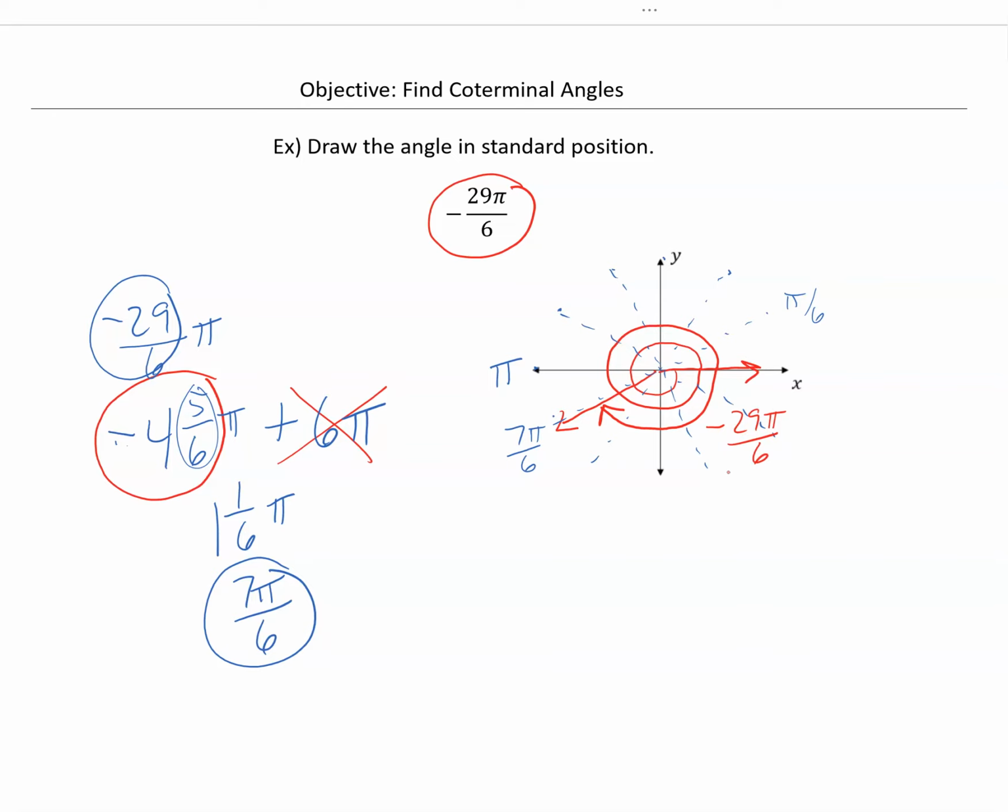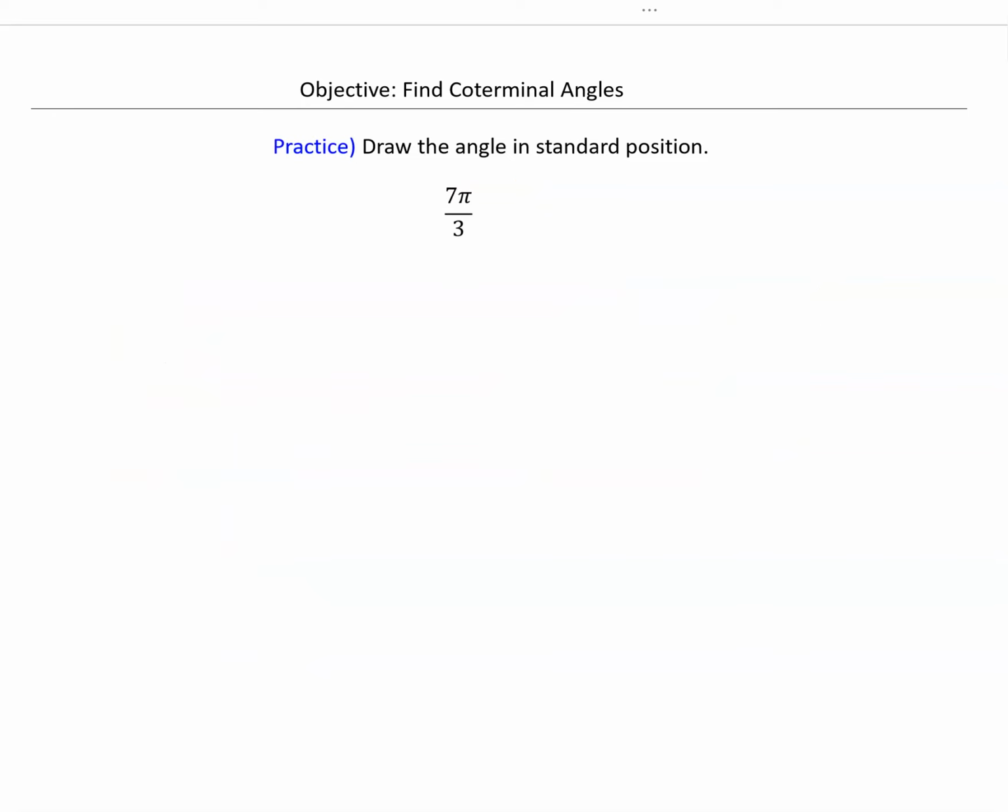All right, there's a practice problem for you to try. Here you go. Pause the video. Draw this angle.